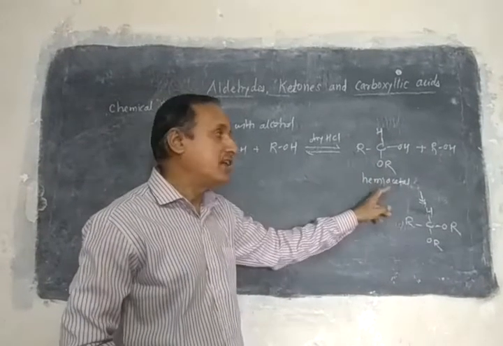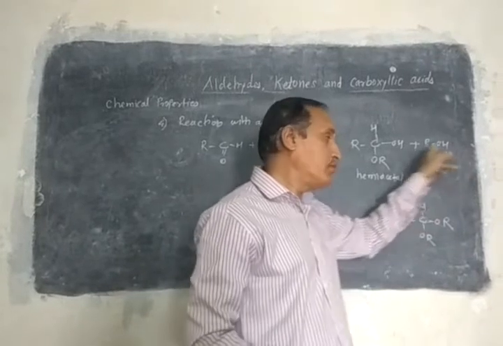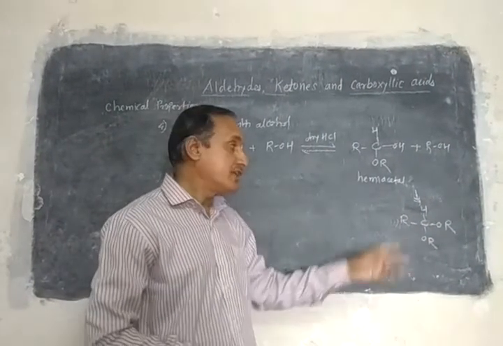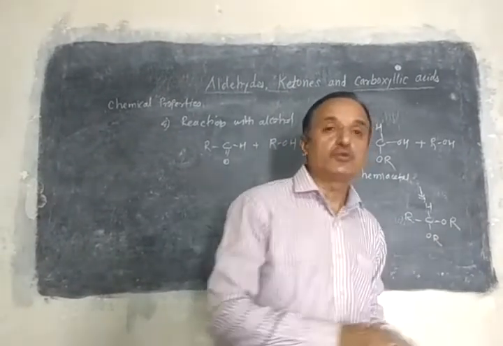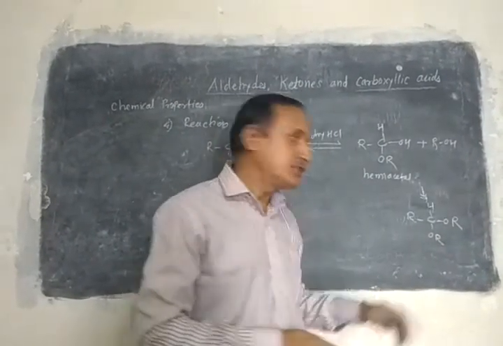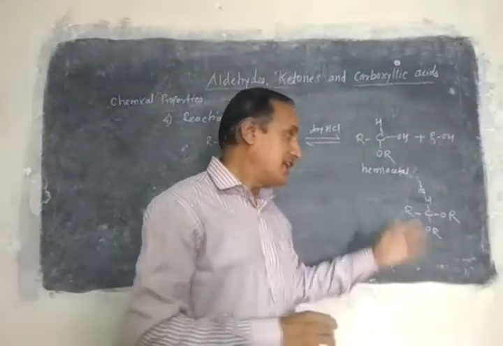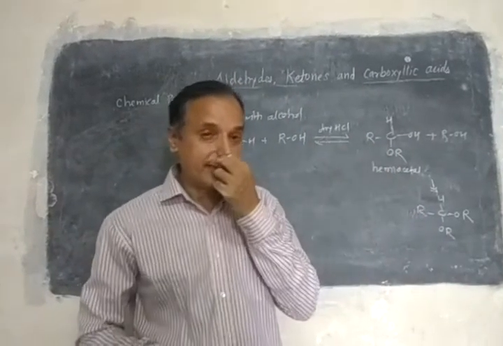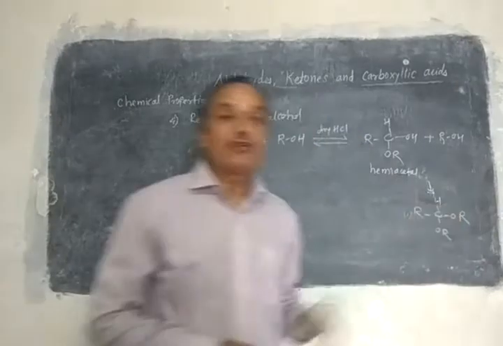That hemiketal further reacts with a second molecule of the alcohol, and then we get the ketal. So there also we get the dialkoxyalkane. Like this we get the ketal, and earlier we got the acetal. Okay, so that is about the fourth reaction.